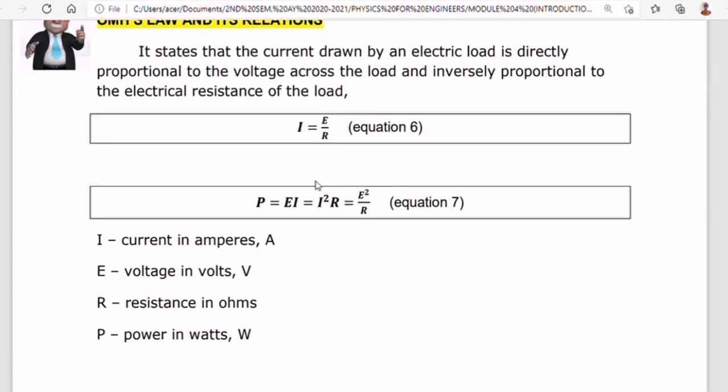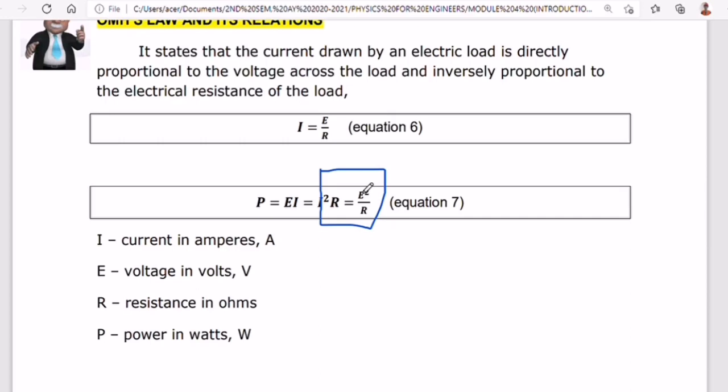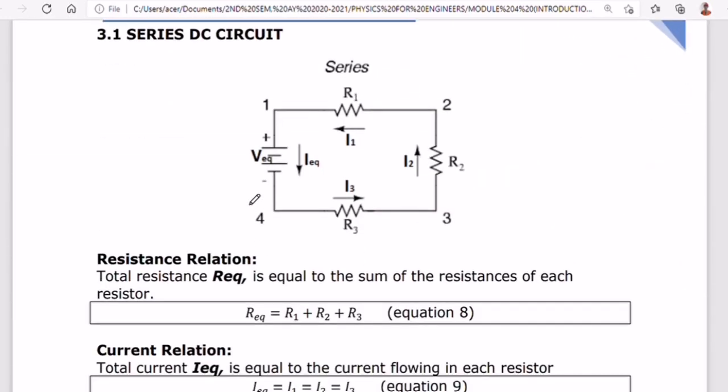So again, how did we get this kind of equation? These are just taken here. All you need to do is just substitute this one here, or vice versa. So now let us go into discussing the series DC circuit.